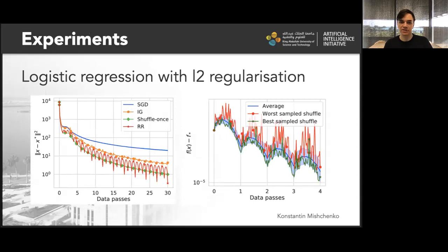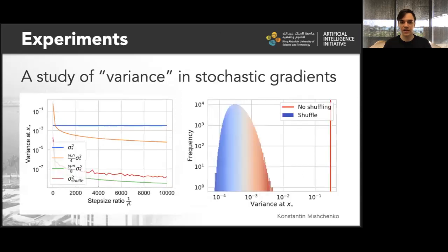We predicted some oscillations, and we can clearly see them in practice on this L2 regularized logistic regression problem. We also verify numerically the importance of the variance bounds that we introduced. And I particularly like the histogram on the right that shows that it is very important to get random permutations and avoid going in a predefined order, which has the largest variance of gradients, shown as the red bar on the right.